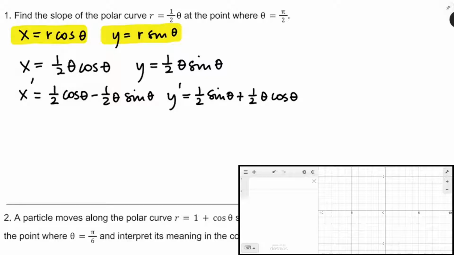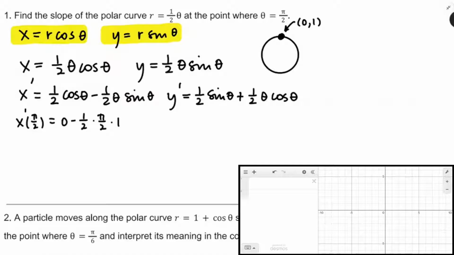Then I'm going to plug in theta equals pi over 2. I'm going to think about pi over 2 on the unit circle. That's up here at the top, the point where x is 0 and y is 1. So any of the cosines are going to be 0 and any of the sines are going to be 1. So x prime of pi over 2 is going to equal half of 0 minus half of pi over 2 times the sine, which was 1. And that's going to be negative pi over 4.